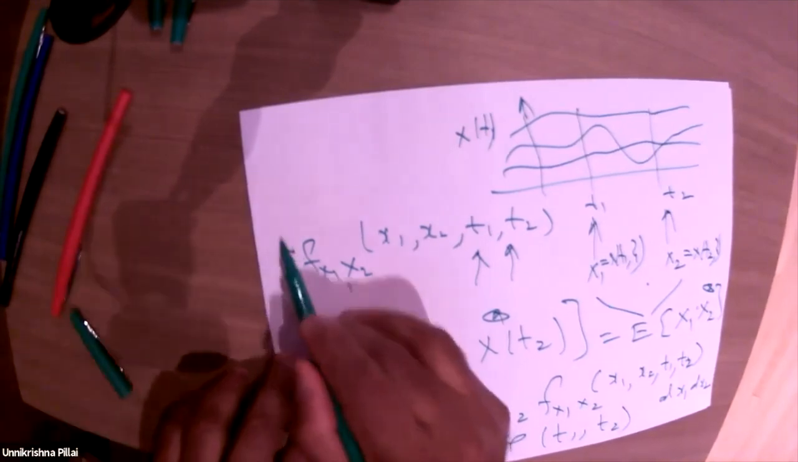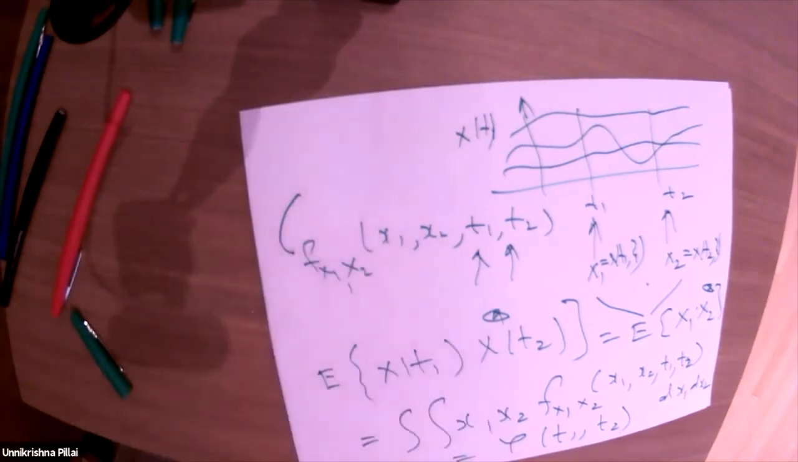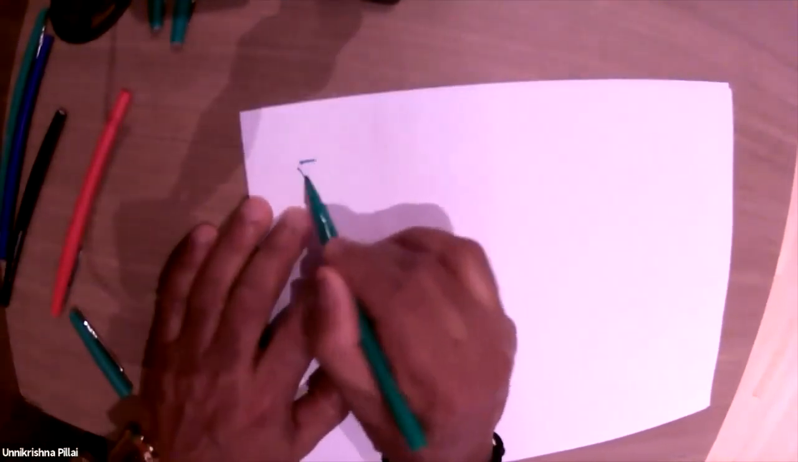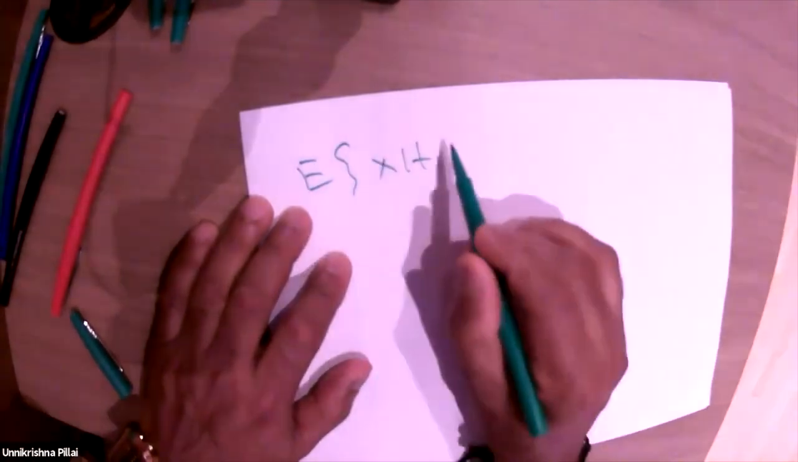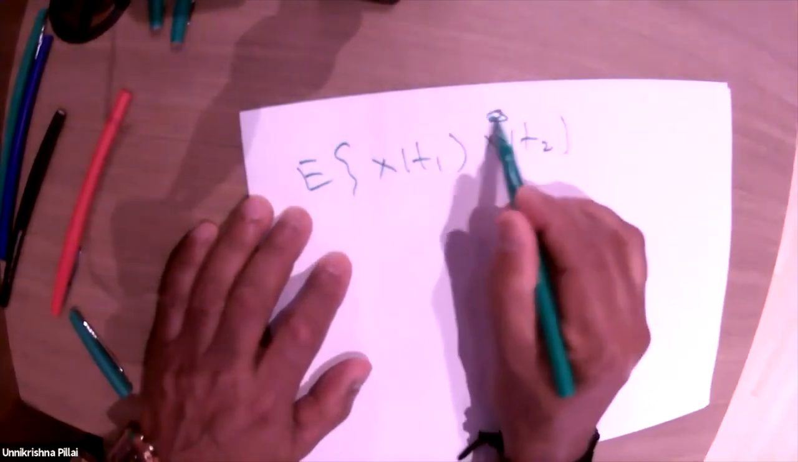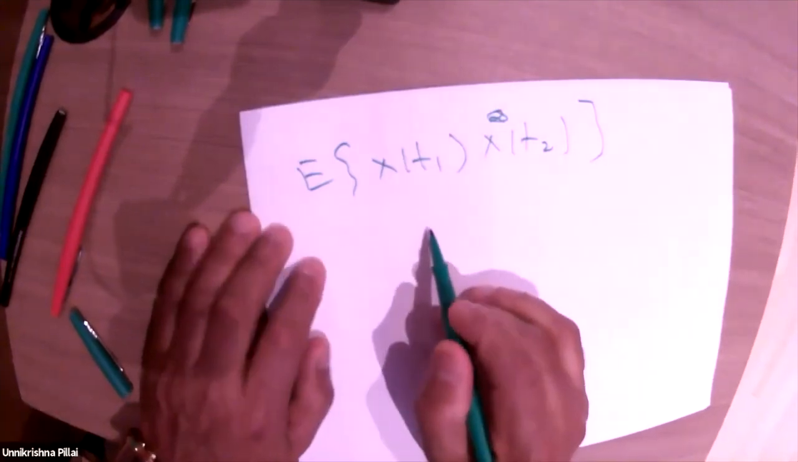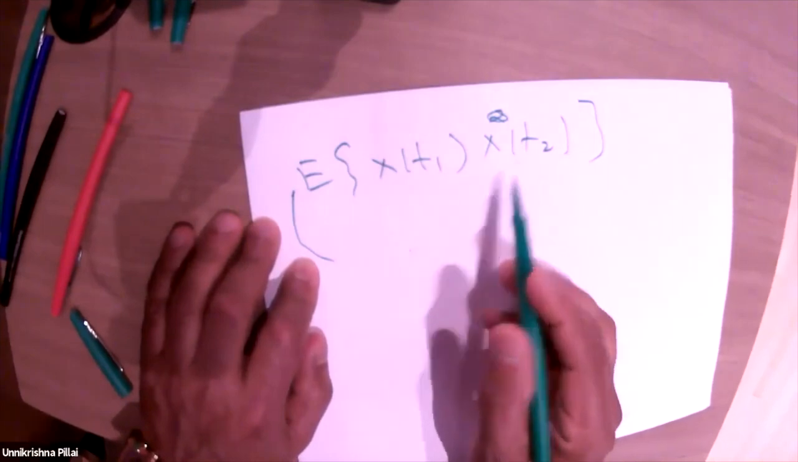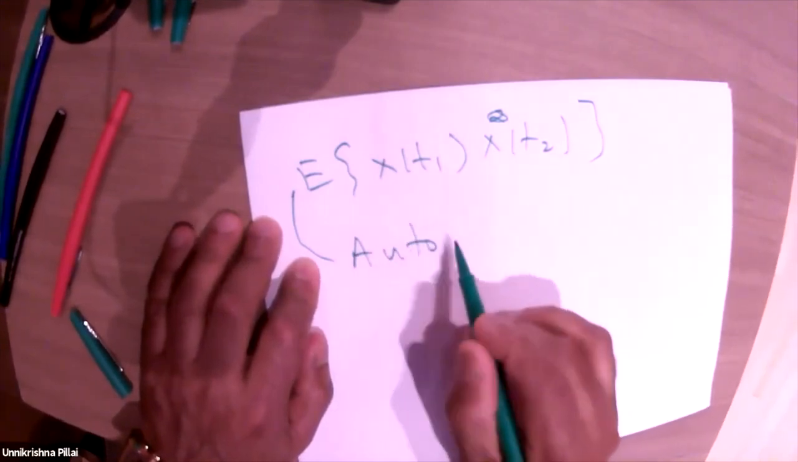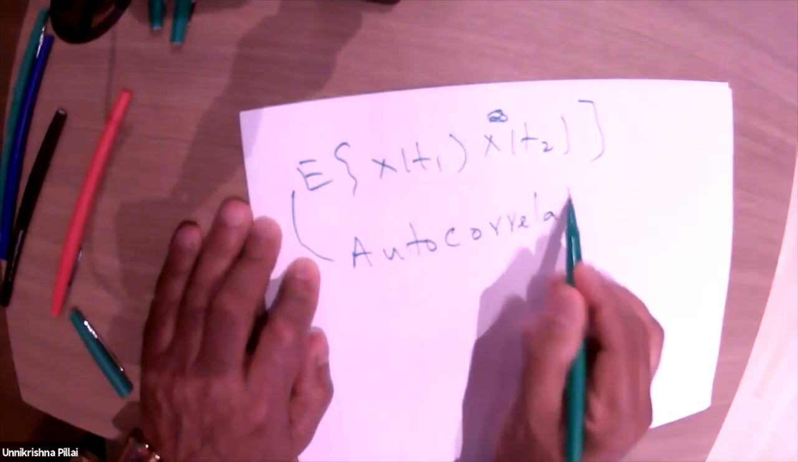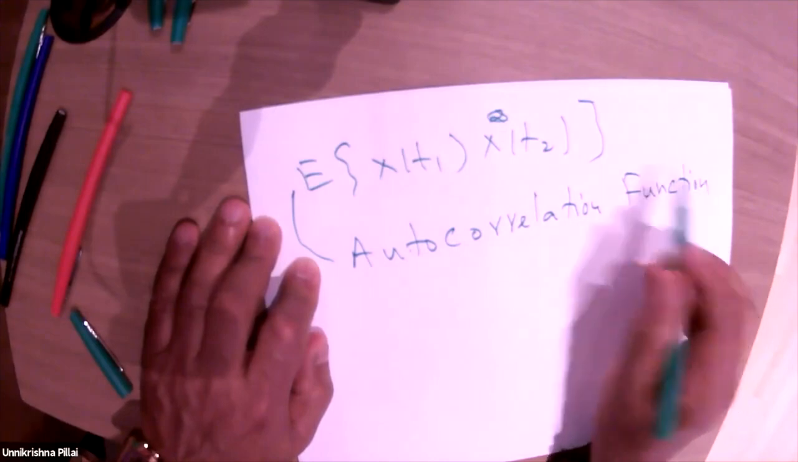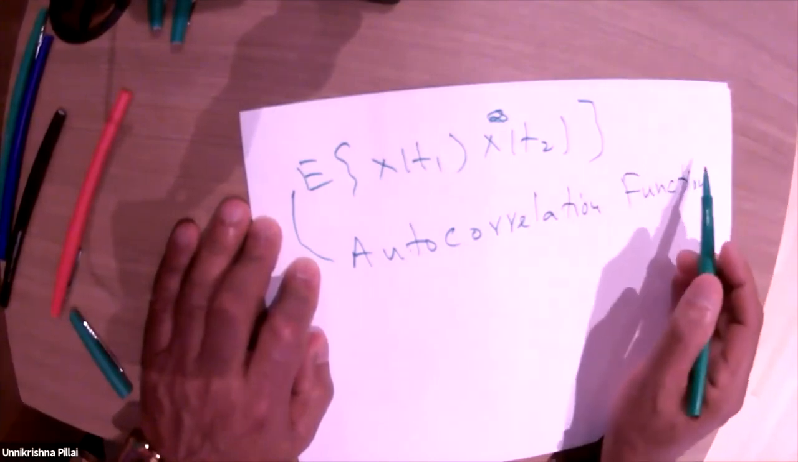Of course you can do the joint density function description, or you can use this parameter. Let me write it one more time because it's an important parameter: the expected value of x of t1 multiplied by x of t2. What do we call this in random variables? This is a correlation, right? We call this the autocorrelation function, and it will stay with us throughout the course. This is the way the process is usually described.